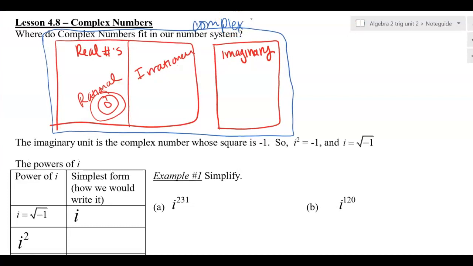Is that okay with everybody? So complex numbers are numbers that include the real numbers, but they could also have this other part you haven't learned about yet called imaginary, and we'll talk about exactly what that is. Okay?